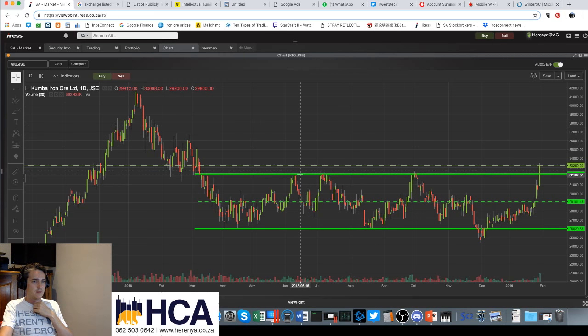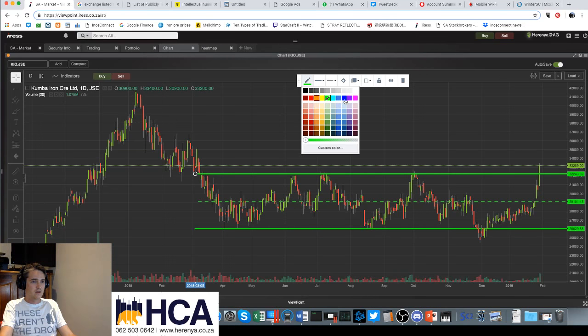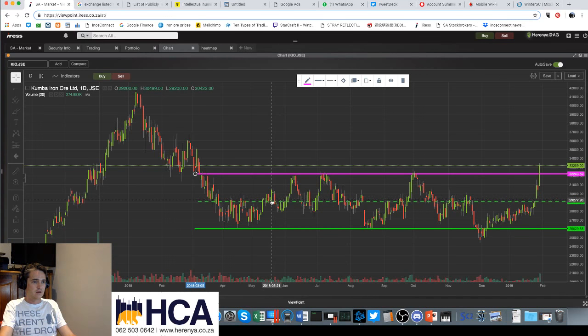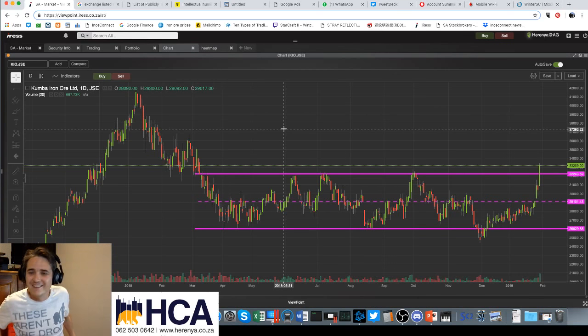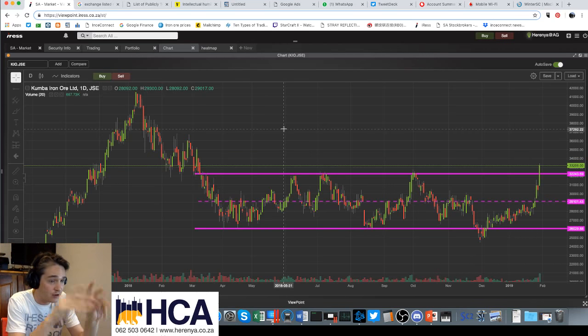Maybe I should make them pink because it's hard to see the green. Make them pink. It took me a long time to be comfortable to use pink on my charts. Anyway, okay, so what you could say is that is now your range, okay? And you've got a midpoint to your range.